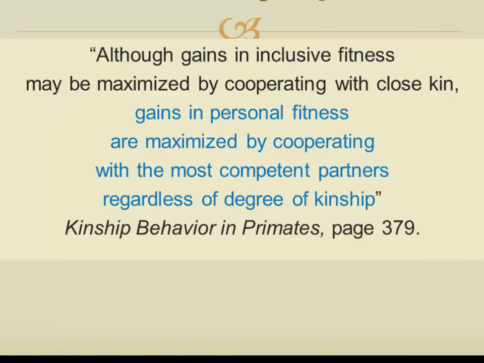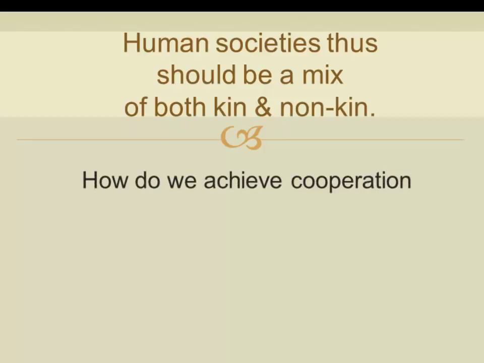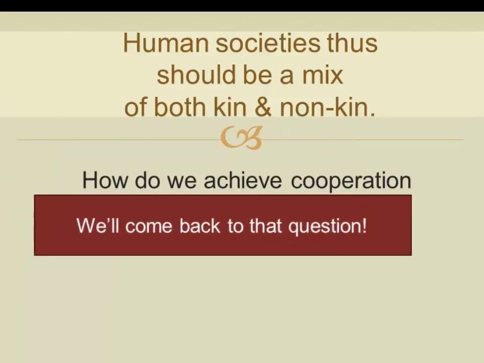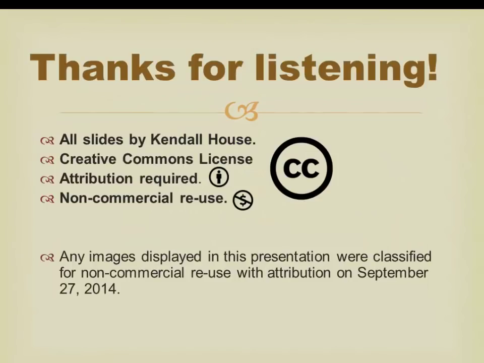So if you're interested, there's a nice collection of readings in a book called Kinship Behavior in Primates, and that's from page 379. So humans are primates as well, and that means that we should expect human societies to also be a mix of kin and non-kin, even small societies. So how do we achieve cooperation between non-kin? Well, we're going to come back to that in a different module. For now, we're going to go back to this question of why do kin fight with one another as well as cooperate? Thank you for listening.